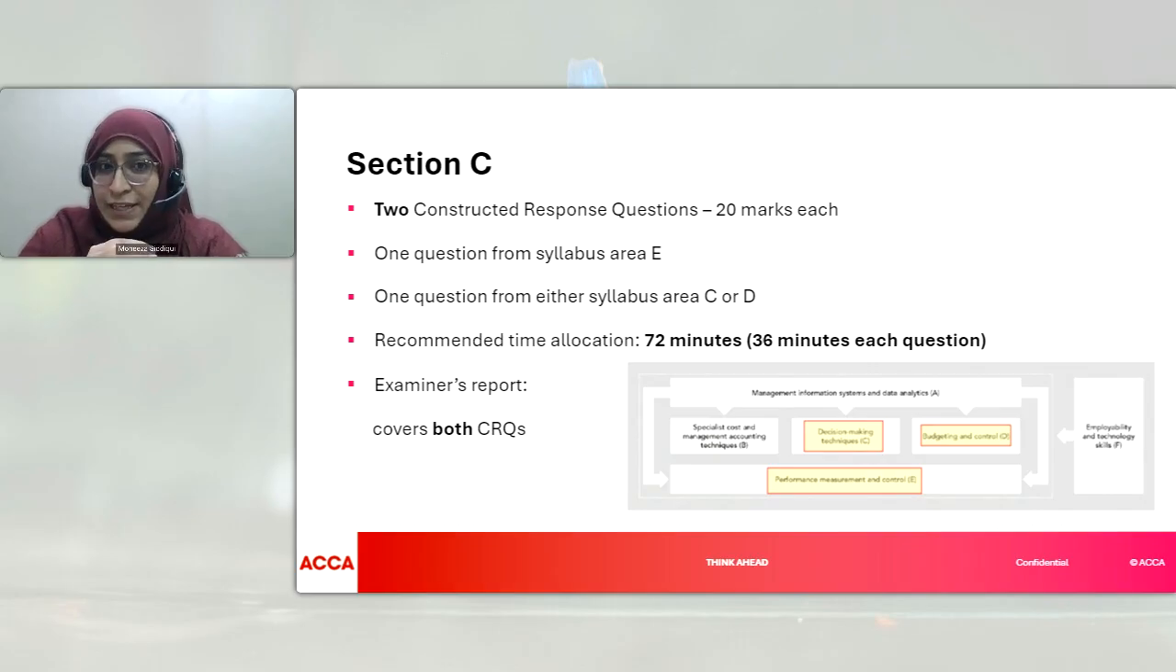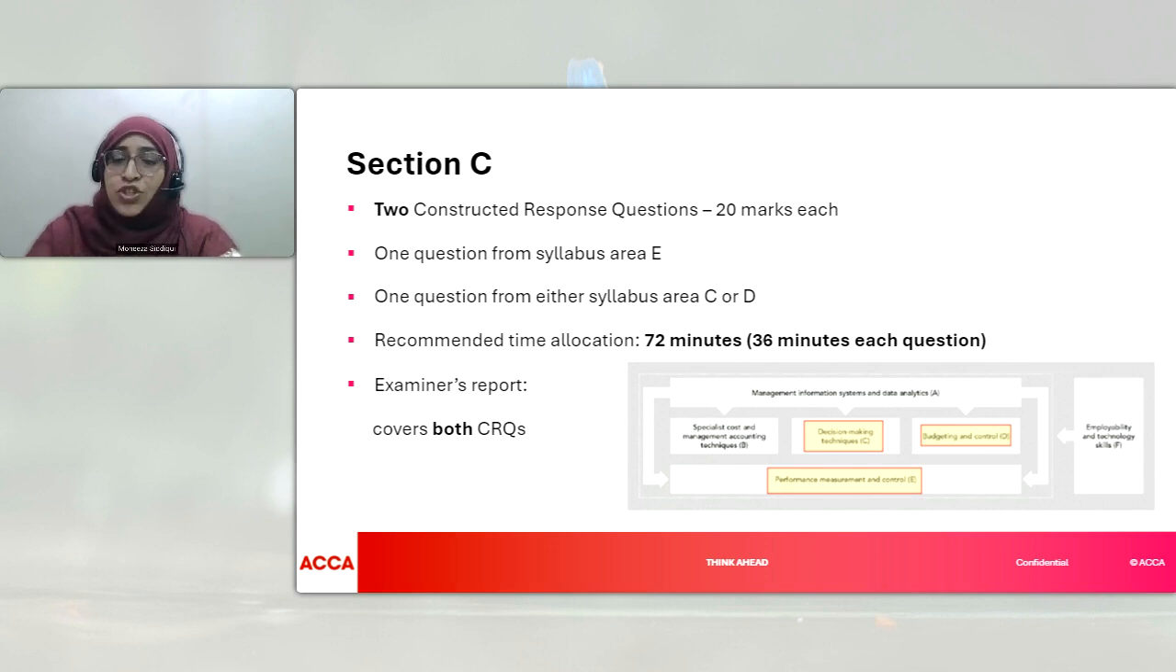So this is the final section. You will have two constructive response questions worth 20 marks each. And I know one of the questions that candidates often ask is, what syllabus area will be tested? Now with section C, we do have some definite guidance. For section A and section B, it can be any area of the syllabus. So, reminder, do not try to pick and choose or be selective about the topics that you're studying, because you do need to attempt section A and section B as well.